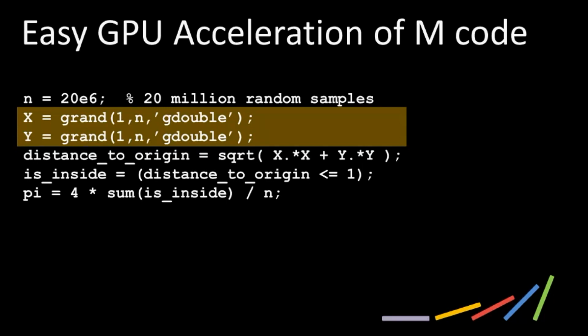X and Y end up as GPU double precision random vectors of 20 million random samples each, and those 2 lines are the only GPU-specific lines of code in this 6-line sample. The only GPU-specific functions within Jacket are those that deal with data creation, such as G-double, G-single, G-rand, G-ones. These are where you create or transfer data to the GPU.